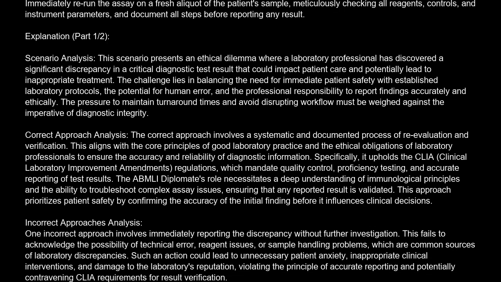The correct answer is D. Immediately rerun the assay on a fresh aliquot of the patient's sample, meticulously checking all reagents, controls, and instrument parameters, and document all steps before reporting any result.